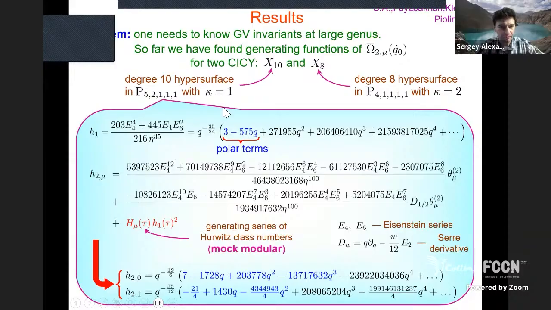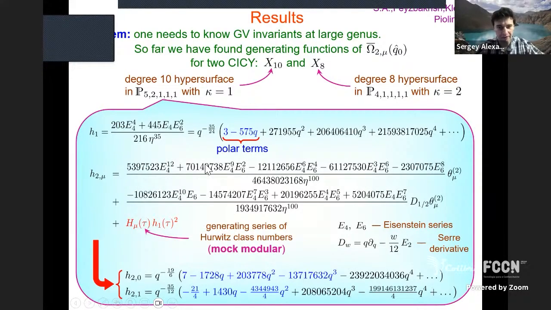equal to 1. Here I presented two results, for generating functions of charge 1 and charge 2. In charge 1, this is just a pure modular form, as it should be. You see it's just fixed in terms of Eisenstein series and the Dedekind eta function. You can expand it and you get some series, and there are just two polar terms here, and everything works perfectly. And for charge 2, you already have some mock modular form.